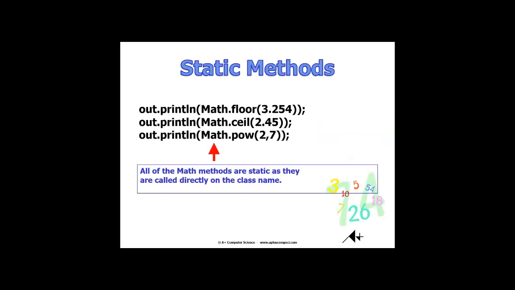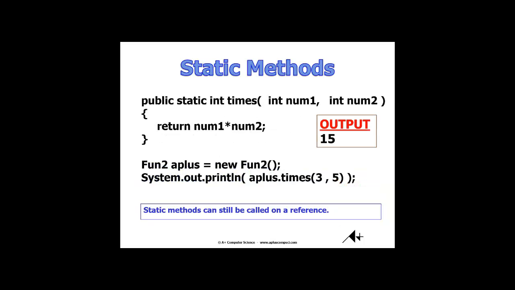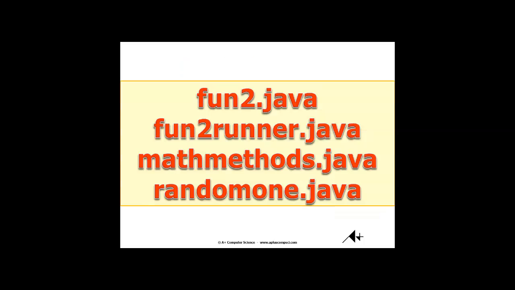You could also call them with an object instantiation if you wanted to, but all the math methods are static because they work the same way as the fun2 example that we were just looking at. So before we had fun2.times, now we have math.floor, math.ceiling, math.power, and this is just another example of the same scenario, except showing you that you could call it on an object instantiation if you want, but the benefit of the static piece is that you can call it directly on the class name if that's what you want to do. So let's go out and take a look at some code.